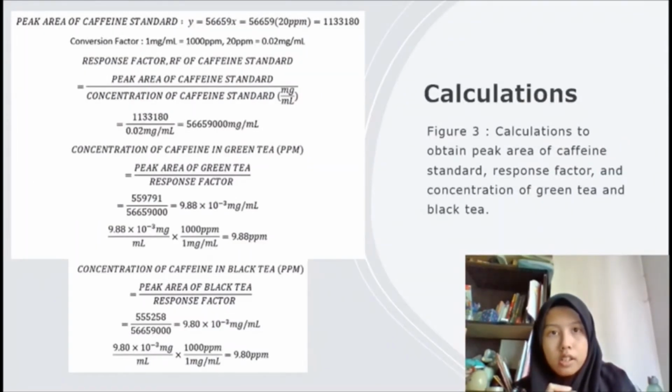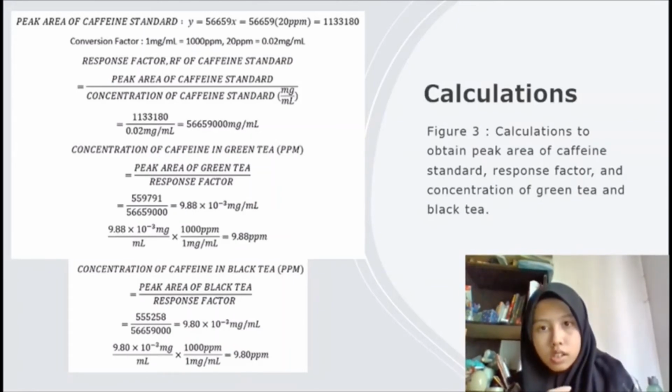This is the calculations. As you can see, we calculated the peak area of caffeine standard, the response factor, and the concentration of green tea and black tea. This is further discussed by Shakila in the next part.